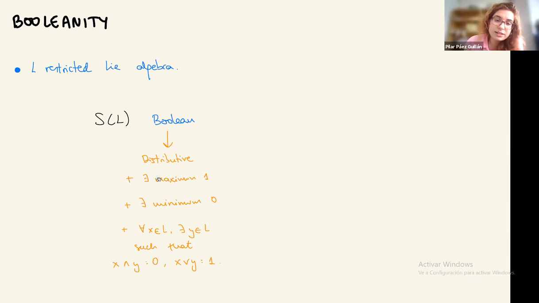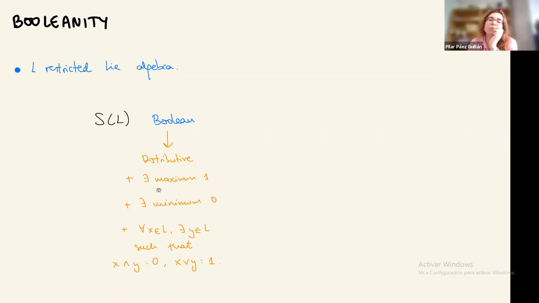I mean that there exists a maximum element denoted by 1, a minimum element denoted by 0, and also such that if I pick an element x, whatever, there will exist another element y, such that the meet of these two elements is 0, and the join of these two elements is 1, the maximum. Okay, the join the maximum, the meet the minimum. Okay, so this is to be Boolean.